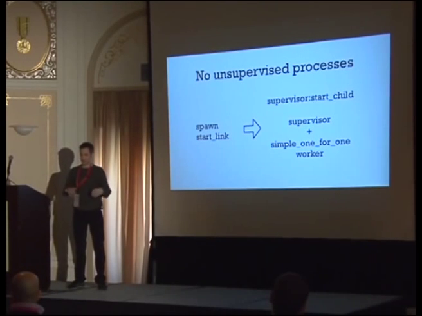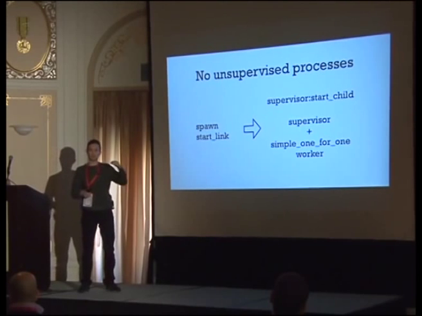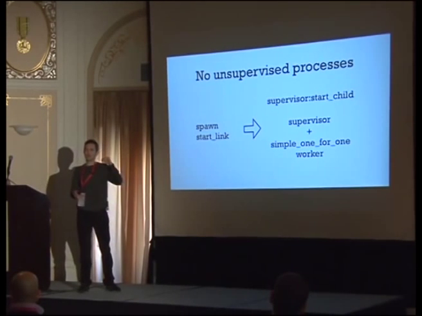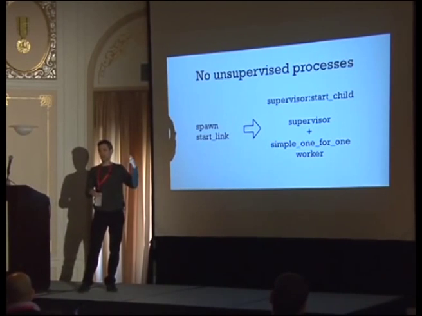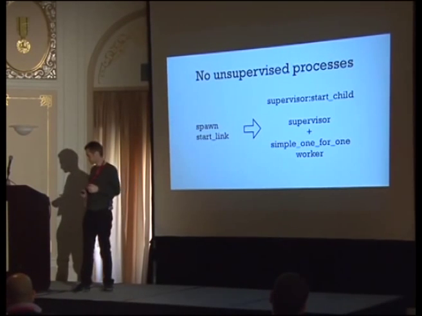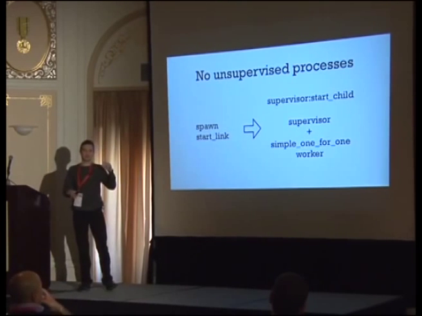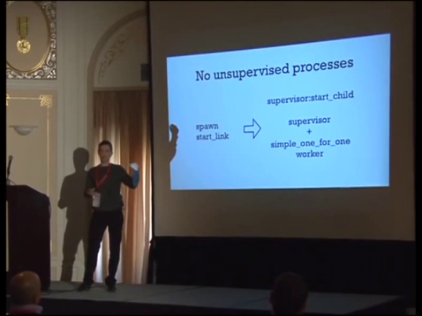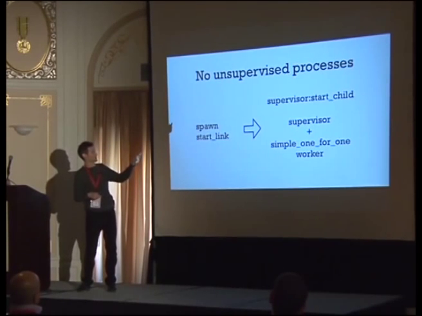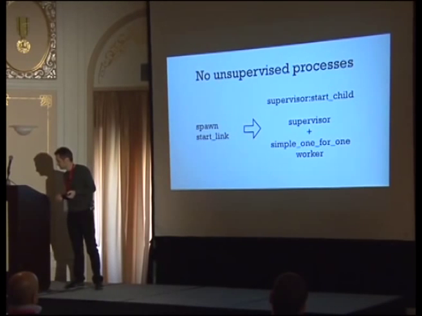Generalizing this in terms of something that might be useful for you to apply to your own applications: when you're looking through your code and you see places where you're calling start link or especially spawn or spawn link, that could be an opportunity where you could add a simple one-for-one supervisor and then replace those calls with a call to supervisor start child. Cool, OK. We could do that.